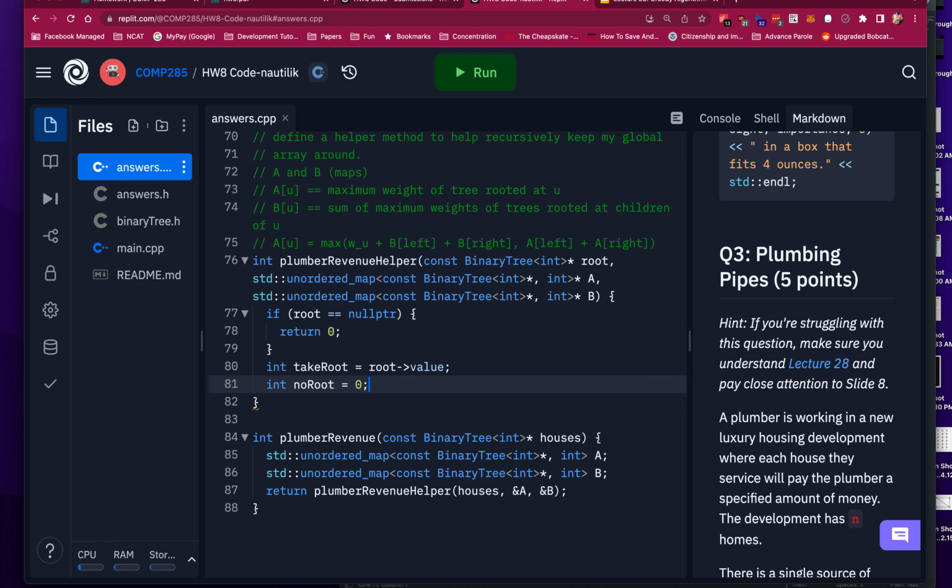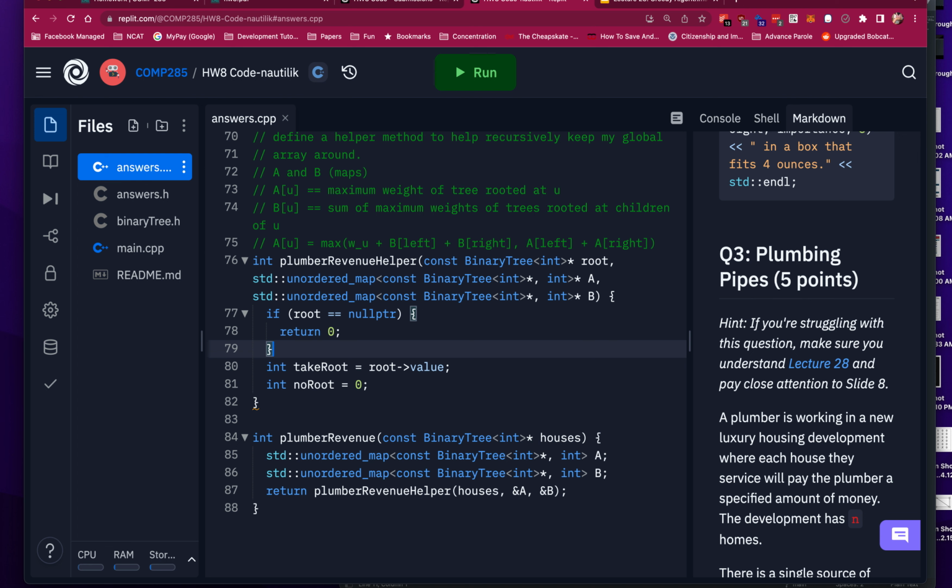Okay. So we know the root is not null. So I'm just trying to compute these two cases, this case here and this case here. So the first case I started with just W of U because I take the value of the root. That's how heavy it is. And now I want to add B left, B right, right? But before I add B left and B right, I need to make sure that B left and B right have already been computed, which means I need to call myself recursively on my left and right children.